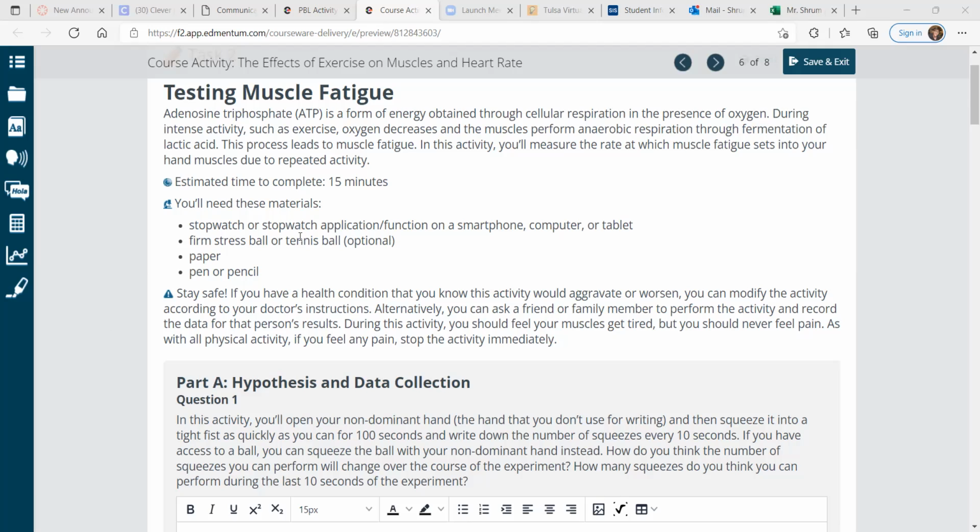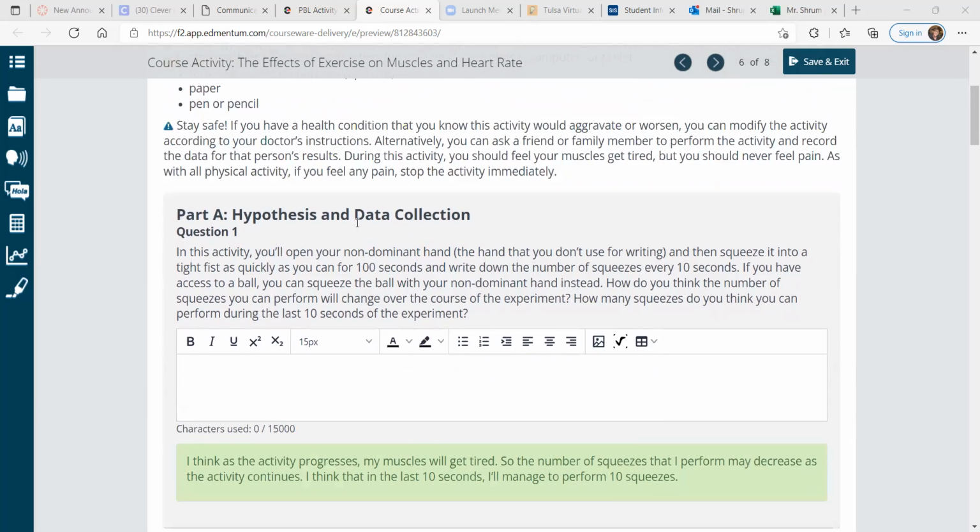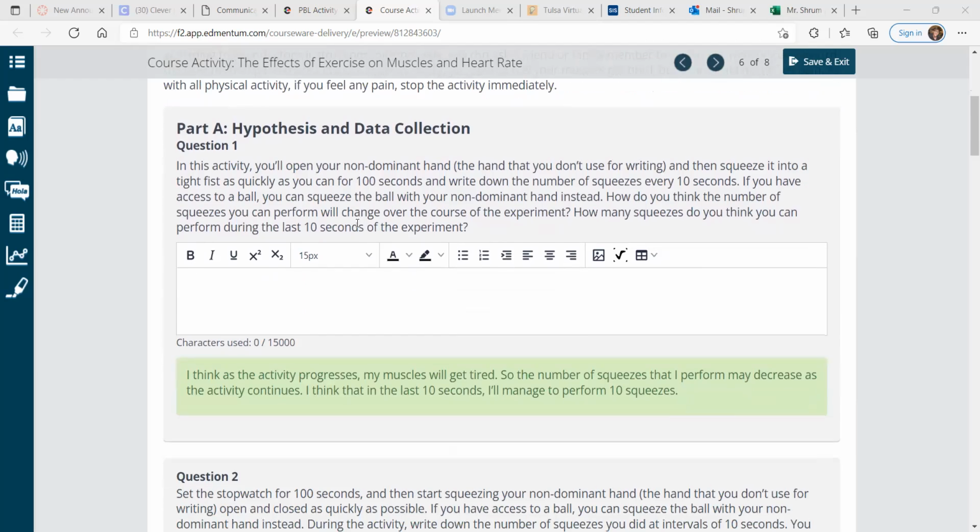So we'll use the same materials as last time, except we add a stress ball or tennis ball. That can be an optional material as well. Part A is a lot like task 1, where you come up with a hypothesis and then plan for data collection.